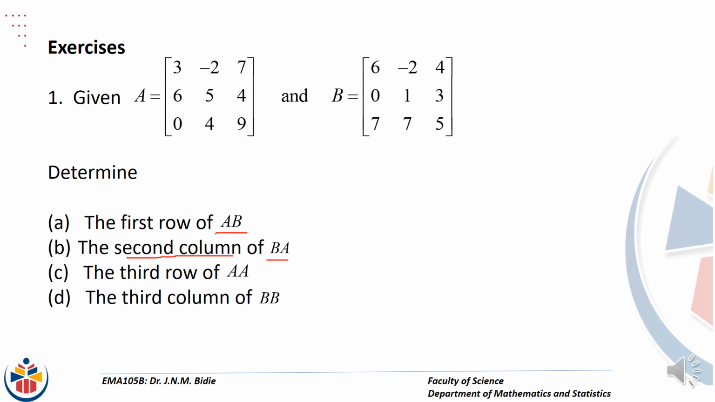And then C is asking for the third row of A times A, and D is looking for the third column of B times B.